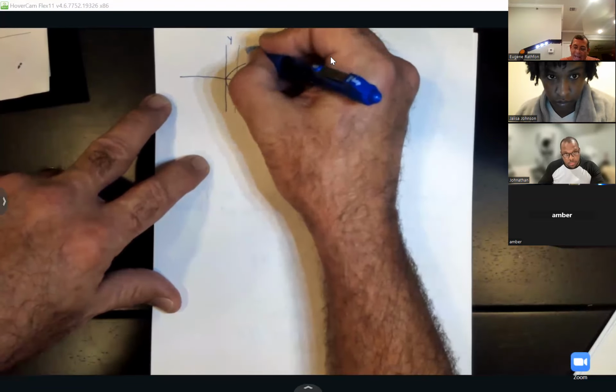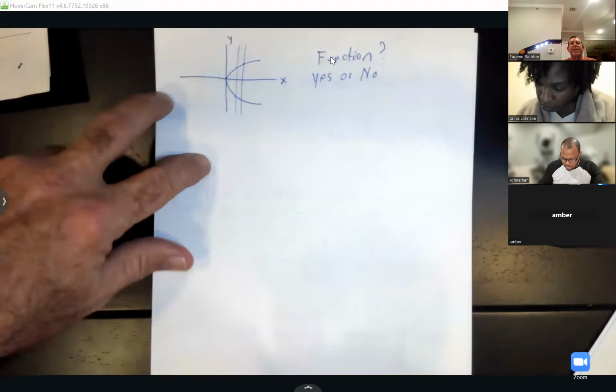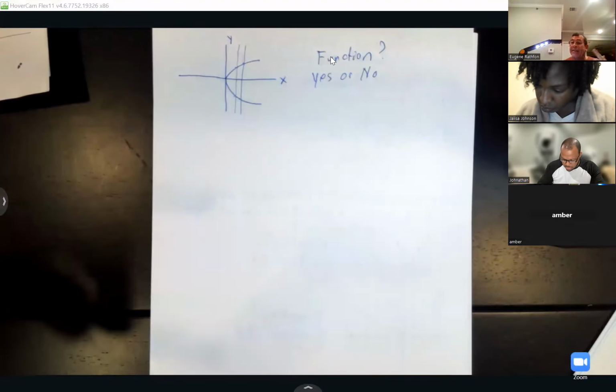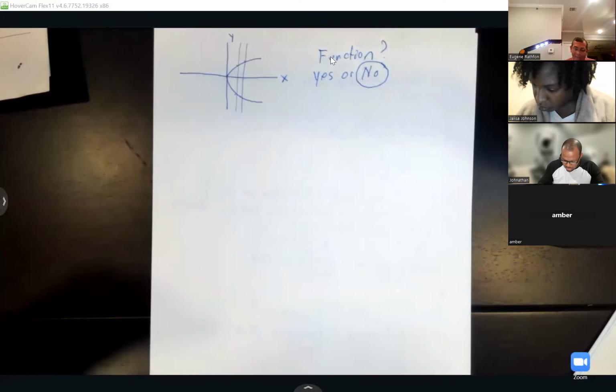Because look, these vertical lines, they're hitting it up here and down here, hitting it up here and down here. So since the vertical line is hitting that thing more than once, it's definitely a no.